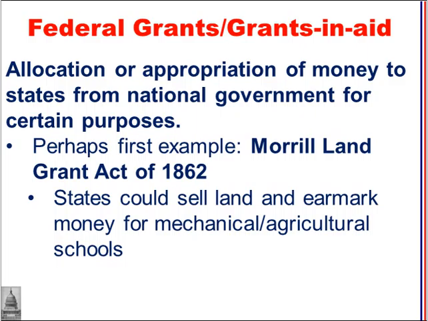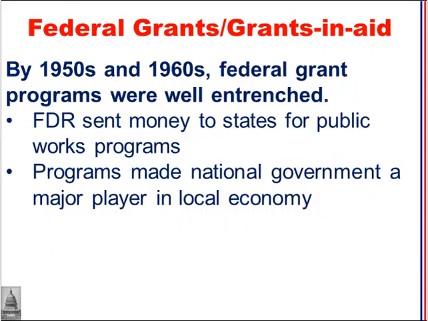Grants had been happening before that. There were grants that the national government gave states to pay off debts for the Revolutionary War, but by the 1950s and 1960s, the federal grant program was very well entrenched. It was well established. So FDR sent money to the states for a variety of public works programs. World War II brought more federal money, and these programs made the national government a major player in the local economy and in local policy.